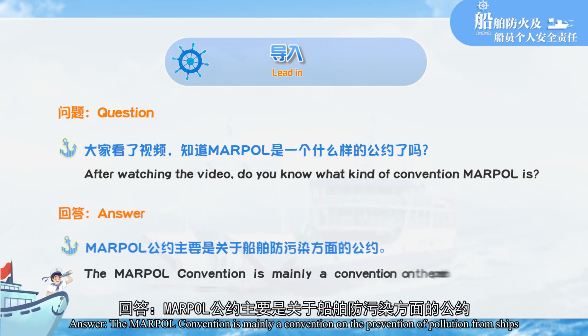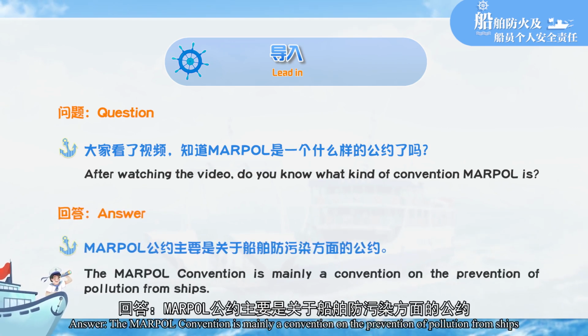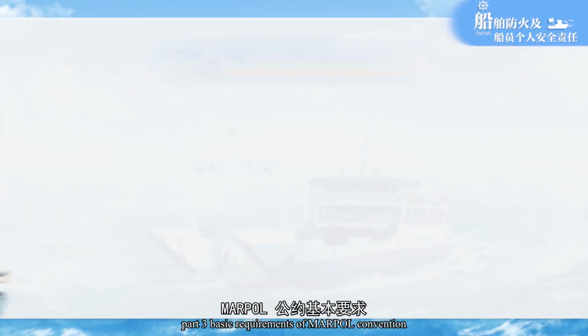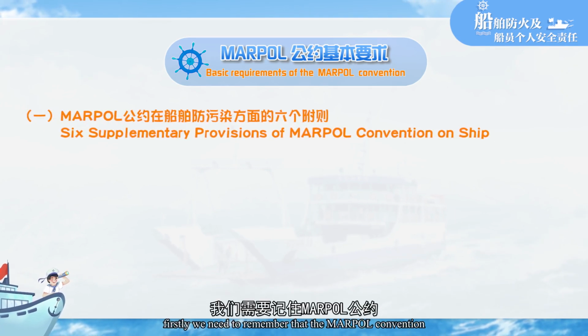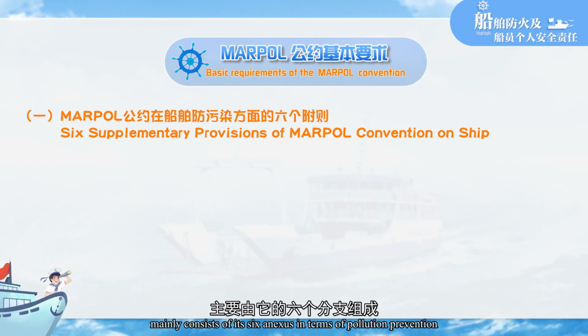After watching the video, do you know what kind of convention MARPOL is? And so the MARPOL Convention is mainly a convention on the prevention of pollution from ships. Part 3: Basic requirements of MARPOL Convention. Firstly, we need to remember that the MARPOL Convention mainly consists of its 6 annexes in terms of pollution prevention.